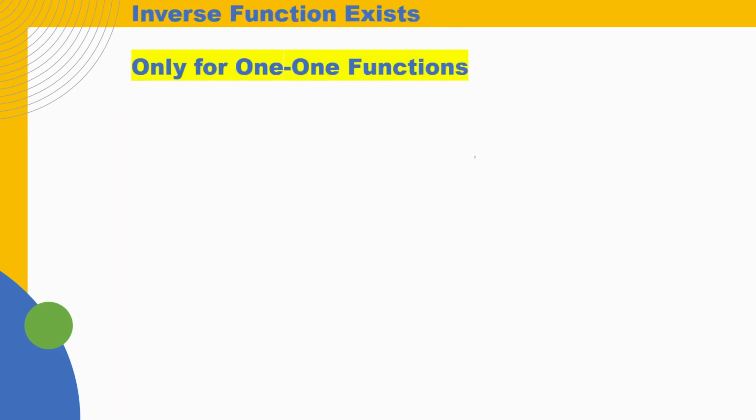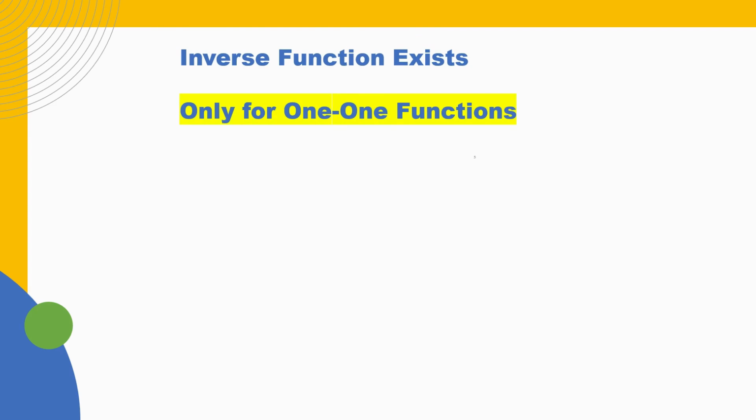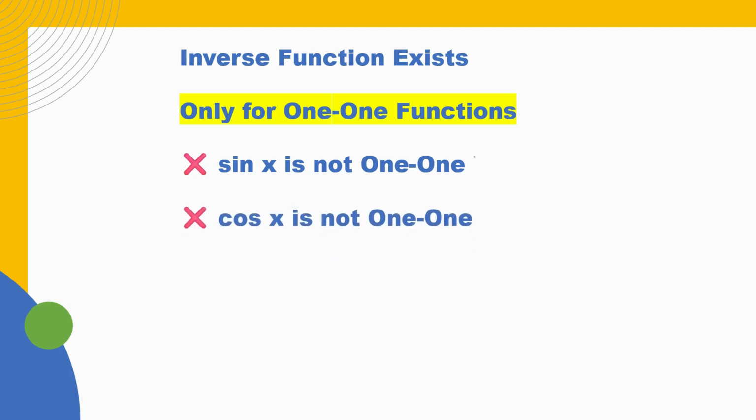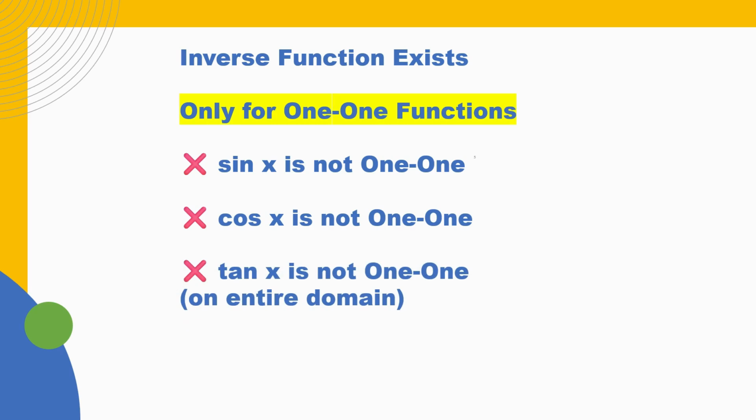Here is the golden rule. An inverse function exists only when the original function is one-to-one. Why is it so? Because every output must come from exactly one input. But sine fails this test. Multiple angles produce the same value. Therefore, sine is not one-to-one on its entire domain. The same issue occurs with cosine and tangent. So technically, inverse trigonometric functions do not exist yet.